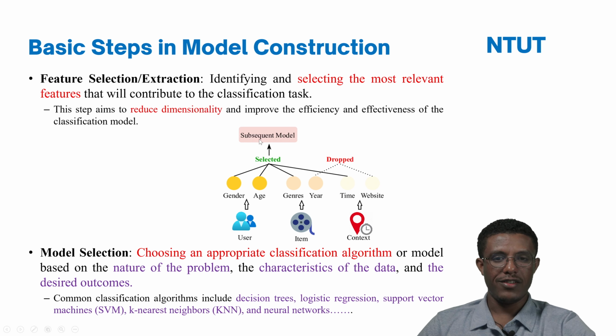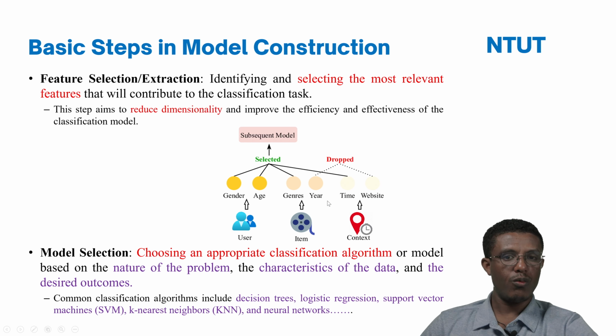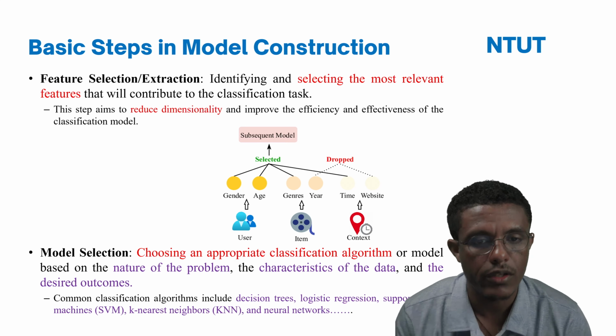For example, these are some of the attributes: the user, the item, and the context. So gender, age, genres, year, time, website. Year, time, and website are not important for our decision, so we can remove this type of attribute. Actually, I think time is important, just not the year, and the website is just related. Gender, age, genres, and time are selected only for the training. So there is no need to use all the attributes for the training.